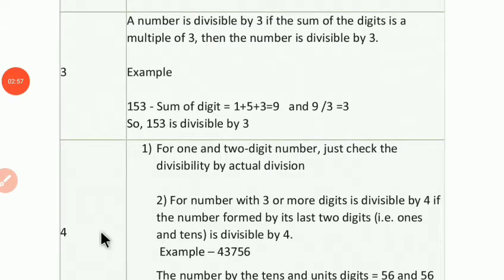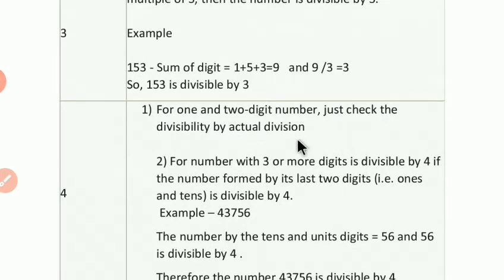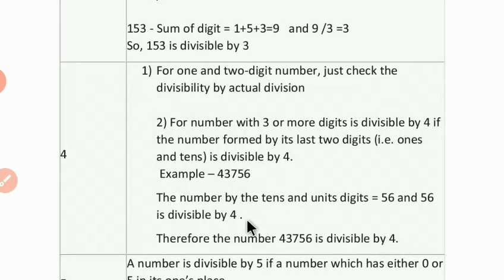Now we'll check for 4. For 1 and 2 digit numbers, we can check just by actual division, or we will see examples also. For numbers with 3 or more digits, how do we find whether it is divisible by 4 without actual division? If the number formed by its last two digits, that is ones and tens, is divisible by 4, then the number is divisible by 4. For example, 43,756. If you divide by 4, it will take more time and be time consuming. So how can we find whether this number is divisible by 4?